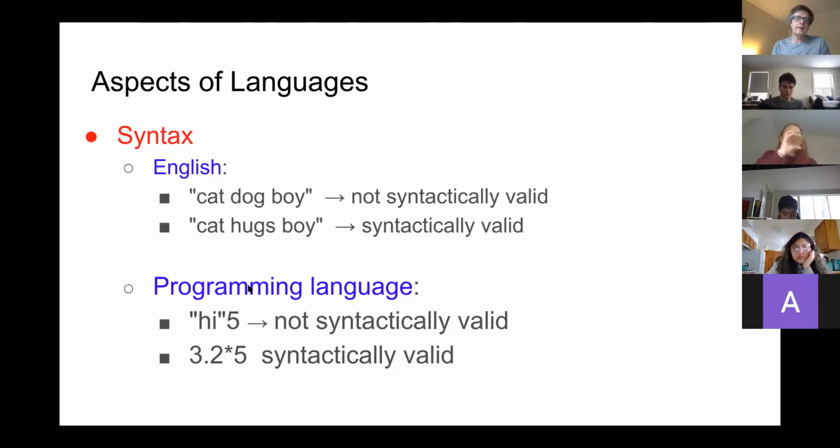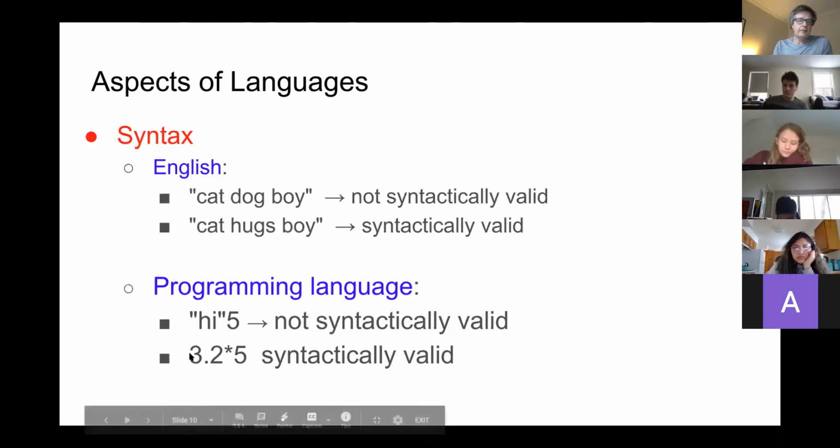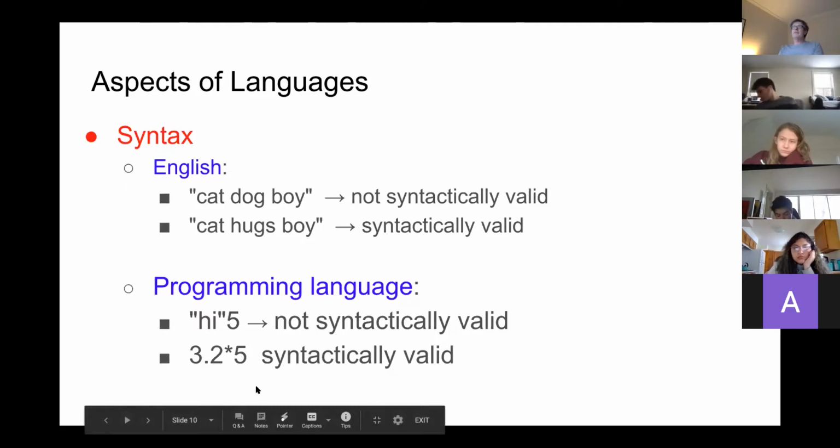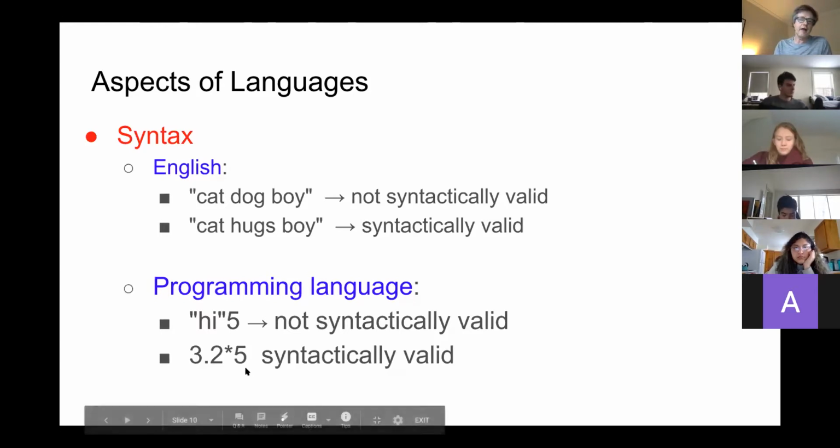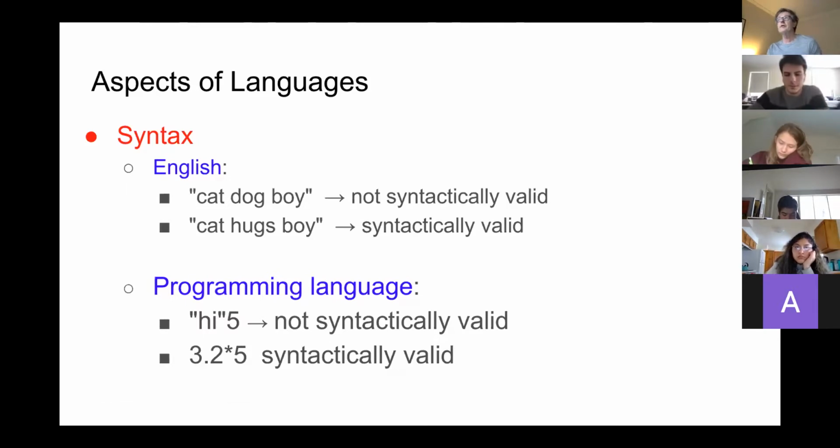right? A programming language is the same way. Quote, hi, quote, 5 just doesn't mean anything. It's not the right way to put things together. Whereas 3.2 times 5, what that means is take 3.2 and multiply it times 5. It doesn't matter what it means, though. The point is it's a valid construction. So one of the things we have to learn when we learn how to program is, just like we had to learn when we learned English, what are the right ways we can assemble things together to get something. That's called syntax.